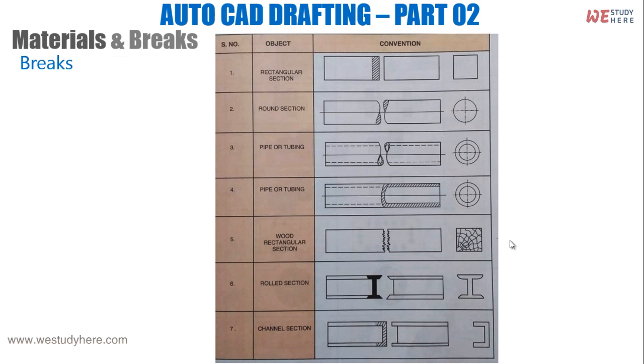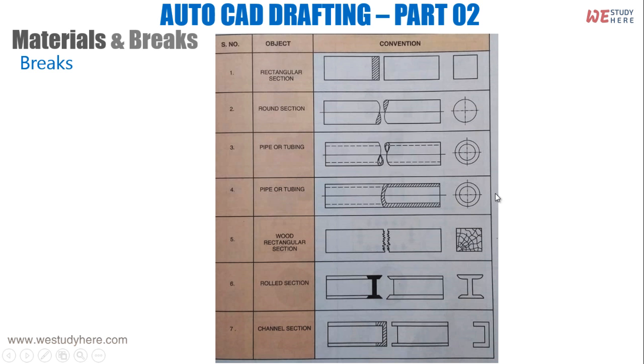Then we can get into the breaks. Breaks, in the sense, are for long members of uniform cross section such as rods, shafts, pipes and so on. Here in the drawing, in the middle, conventional breaks should be shown, because in a drawing sheet we cannot draw the complete long length of a pipe. So it has to be broken in the middle according to the sheet or the view size.